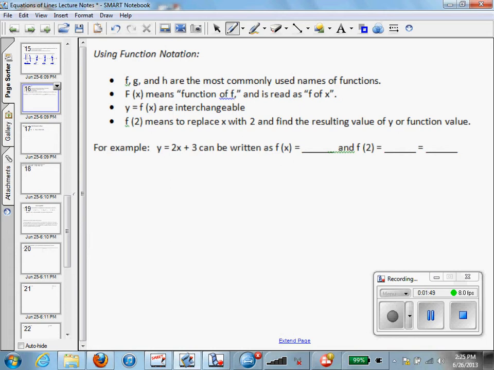For example, y equals 2x plus 3 can be written as f of x equals 2x plus 3. And f of 2 would be written as 2 replacing this x with a 2, plus 3. So we would have 2 times 2 is 4 plus 3 is 7. That is how you would find the function value.